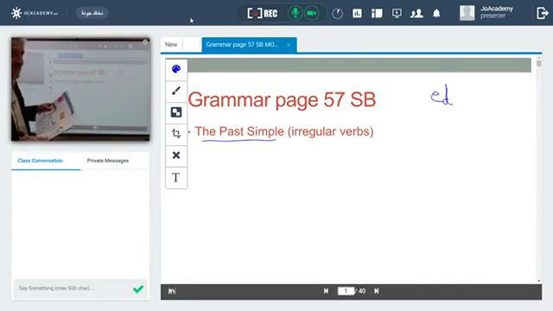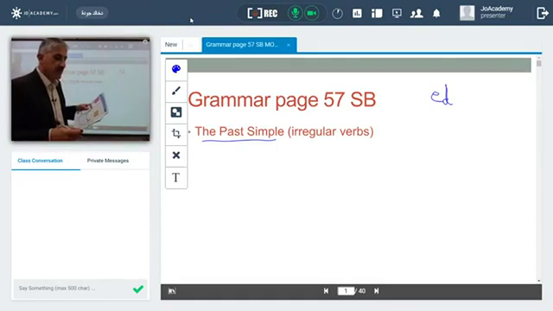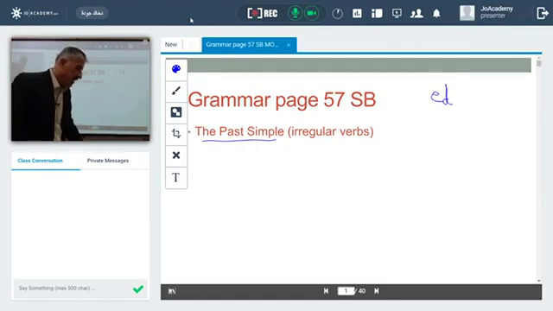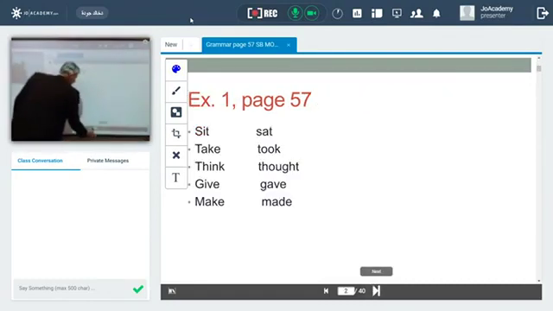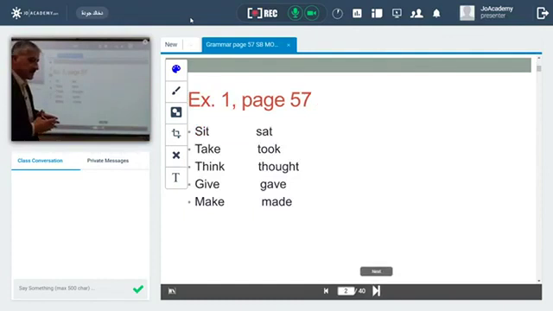Here it's required from us in pairs to find the past simple form for these irregular verbs in the text on pages 55 and 56. We have five verbs. Okay, we have sit, take, think, give, and make. These five verbs, when we change them into past simple, we change the form of writing. So sit becomes sat. This is the past. The past of sit is sat.